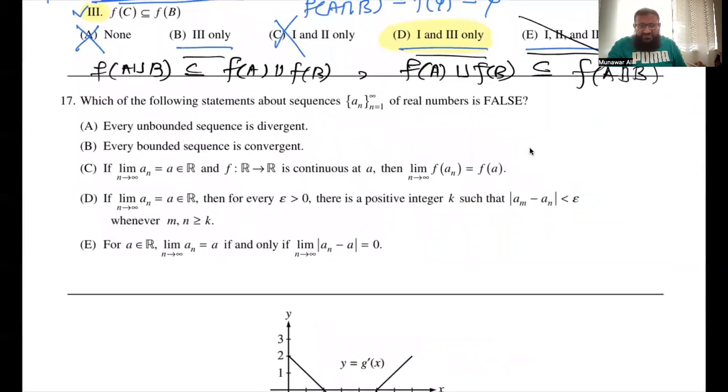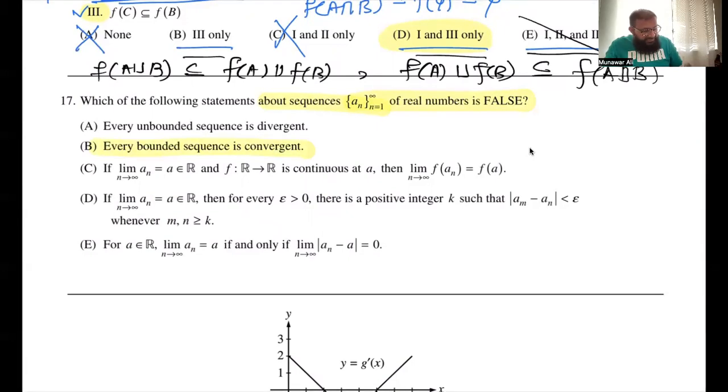It is related to real analysis, and if you know some definitions, then you can do this easily. This question is not that tricky or difficult, because it says which of the following statements is false about sequences in real numbers. So you have to look for false statements. I will directly hit B. Here's the most common one. It says that every bounded sequence is convergent. It is not true, but every convergent sequence is bounded.